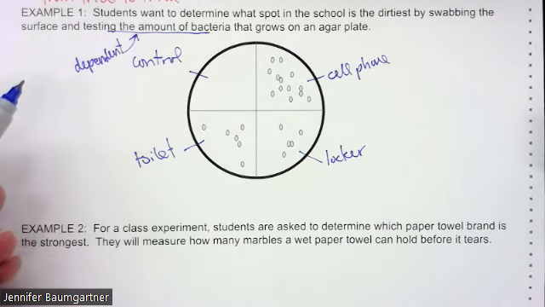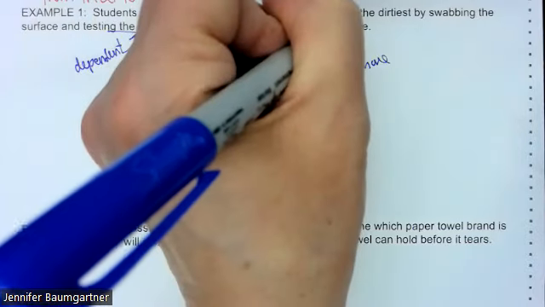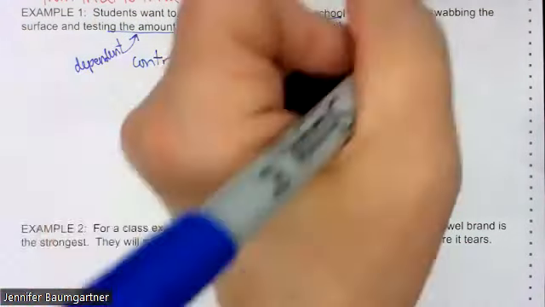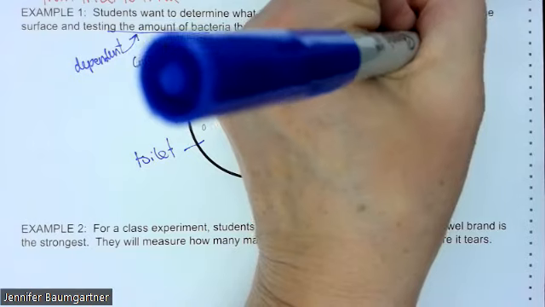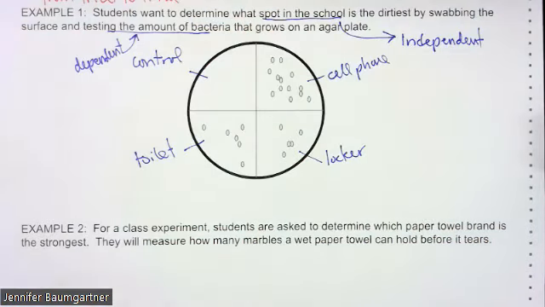Well, where are we measuring? We're measuring different spots. So the spots in the school are going to be the independent variable. Usually in my class, we'll set up different groups, and we might have 15 different tests that we run.